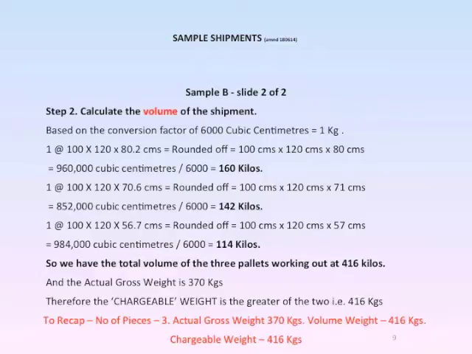So just to recap, number of pieces, 3 pallets, actual gross weight, 370 kilos. The volume weight is 416 kilos. Therefore, the chargeable weight is 416 kilos.